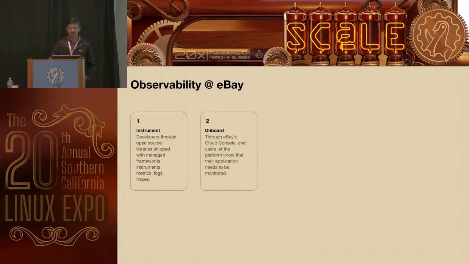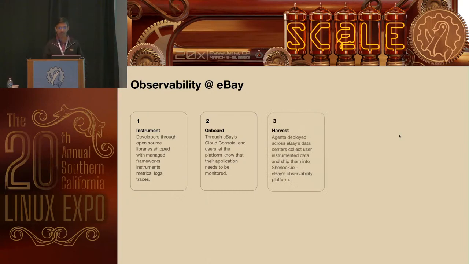Once instrumentation is done, they come to our eBay Cloud Console, and they do some onboarding, saying that I have this Prometheus endpoint here. Please onboard it into the metrics platform. And then a series of control loops kick in, delivering annotations to all the pod specs to make sure that we are able to find what is required by the collector to start shipping the data.